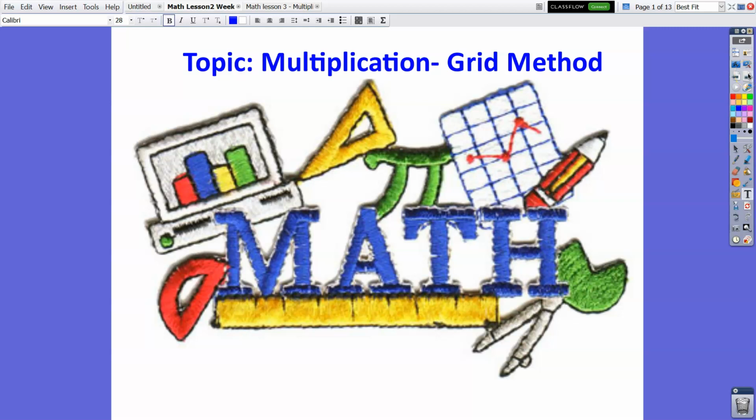Good morning, everyone. Welcome to our maths class. Today, we are going to have multiplication in grid method.